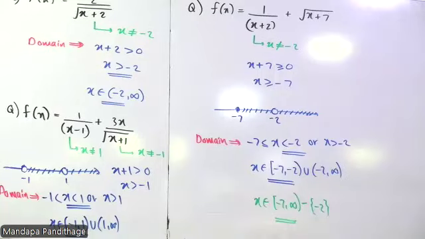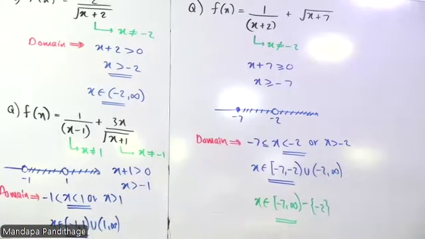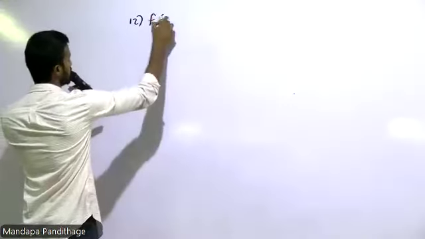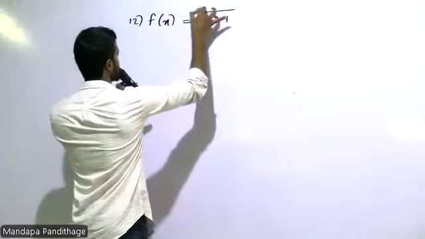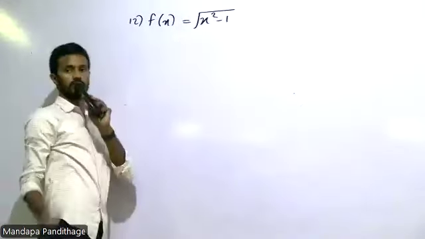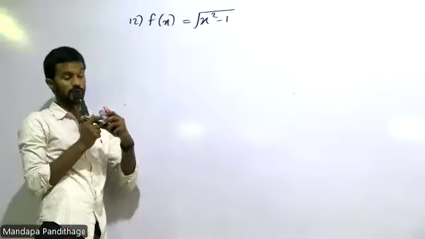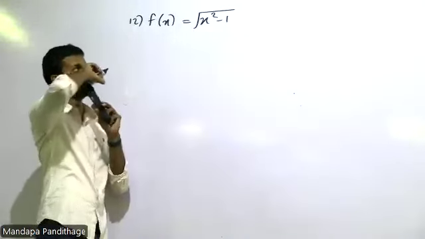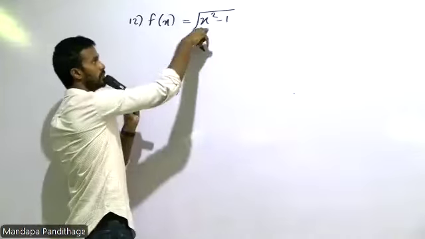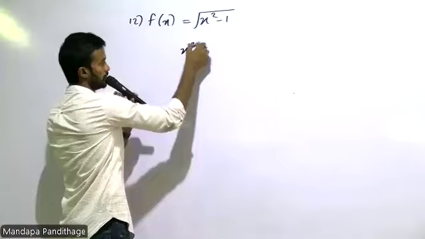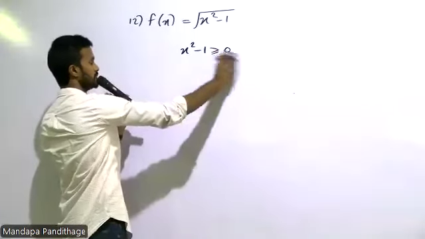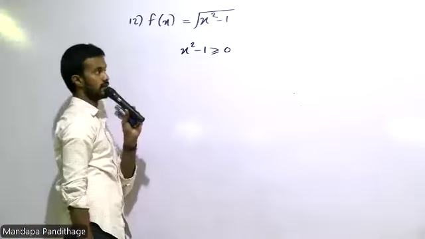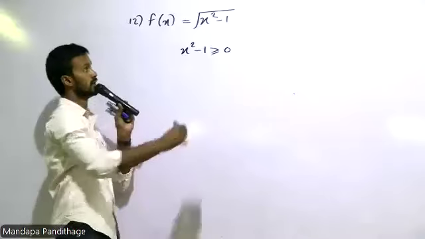Okay, now look at this. What we have is, again, listen. f(x) is equal to the square root of x squared minus 1. So this is what we got. When we are finding the domain, I told you, when we have a square root and it is not in the denominator, which means the expression inside the square root should be greater than or equal to 0.